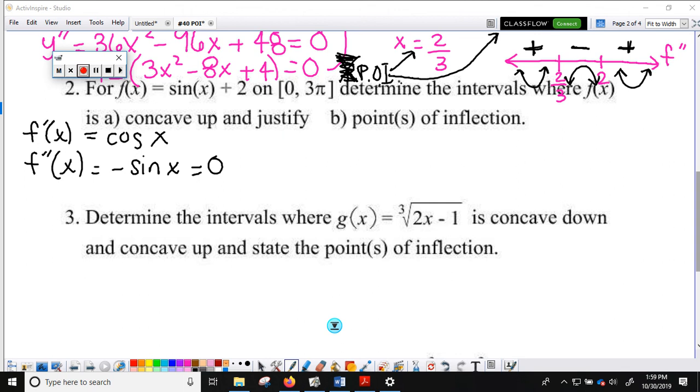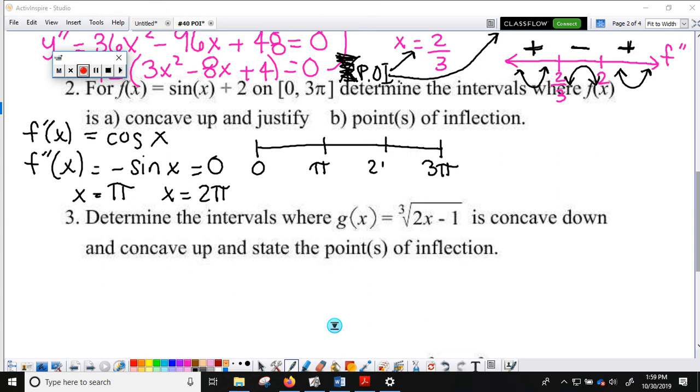So we're going to look between 0 and 3 pi. When does sine equal 0 between 0 and 3 pi? Well, at pi and at 2 pi. So those are our possible points of inflection. We're going to make our number line. Make sure you don't put arrows on the ends, because we're not going all the way to infinity and negative infinity. They've limited this problem to the interval 0 to 3 pi. So here's our number line.